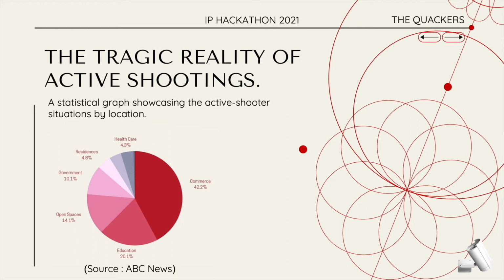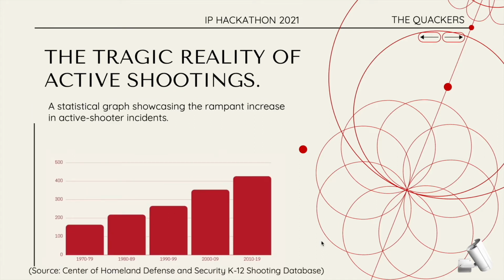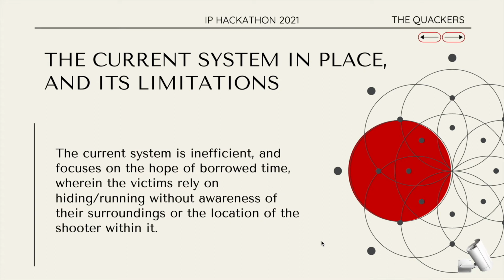Here is a graph showcasing the active shooter situations by location. Here is another statistical graph showcasing the rampant increase in active shooter incidents. As can be seen, such incidents have rapidly increased over the decade and continue to grow, highlighting an obvious problem that needs a solution.